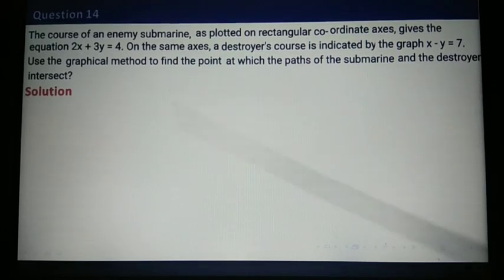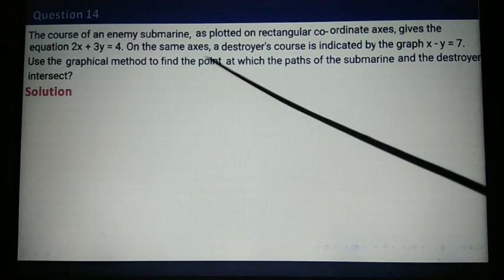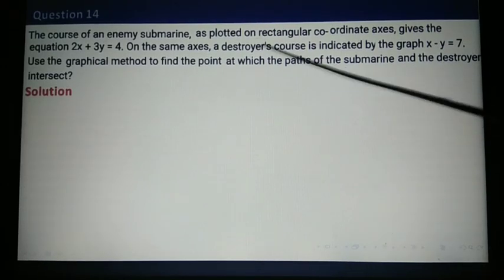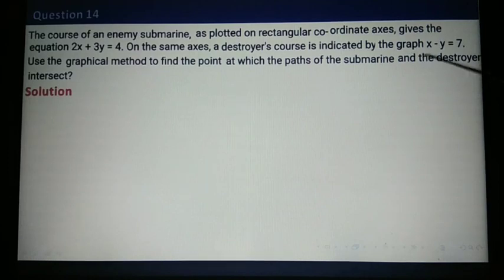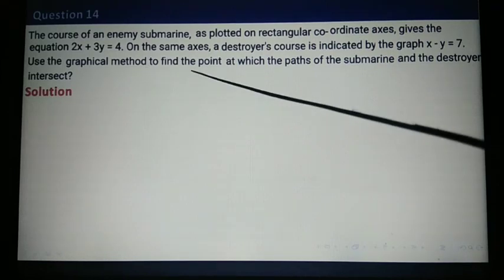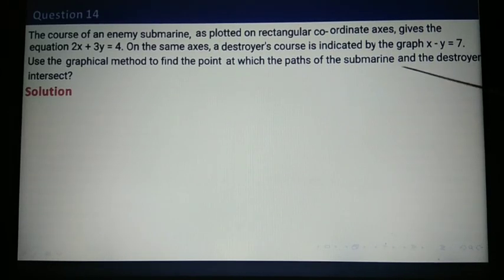Whichever line you get, a submarine is traveling through that line. Now on the same graph paper there is another destroyer's course indicated by x minus y equals 7. So this also represents another line. Suppose this is your first line and this is your second line, so this is your destroyer's path and this is your submarine path. According to the question, use the graphical method to find the point at which the paths of the submarine and destroyer are going to intersect. So you will draw the graph of this, you will draw the graph of this, and you will find the point of intersection. That's what the question is asking.